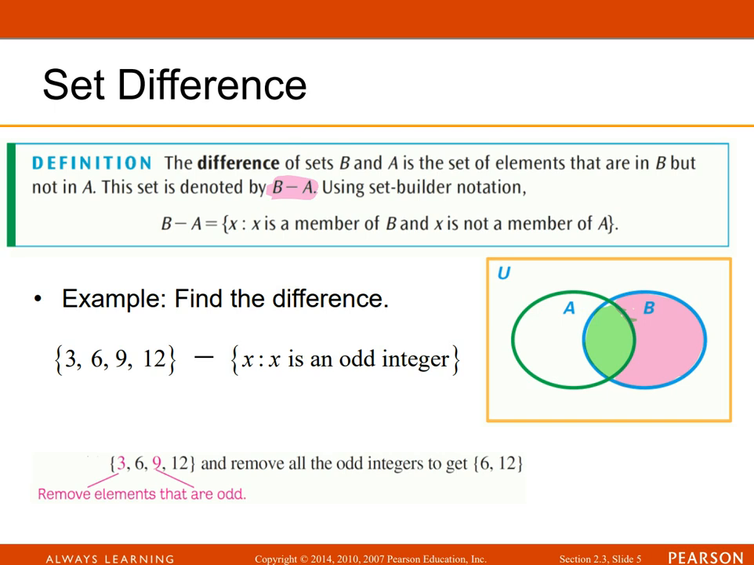Now, the other example they've shown is with numbers. It says find the difference. Start with the numbers 3, 6, 9, and 12. And then they want you to remove any number x such that x is an odd integer. Odd integers, 3 is an odd integer and 9 is an odd integer. So you remove those and you're only going to be left with the 6 and the 12, which is your answer right there. And that's a difference.